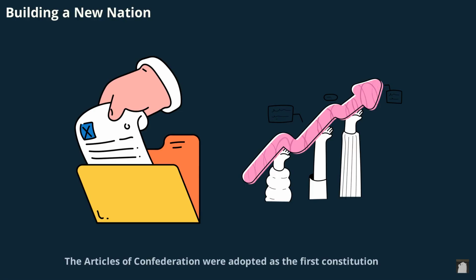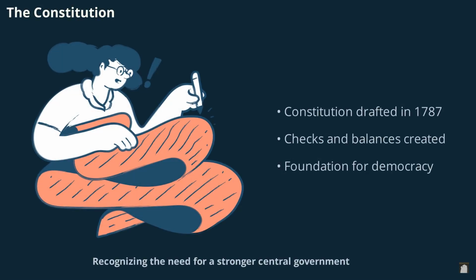The Articles of Confederation were adopted as the first constitution, but they proved too weak to unite the states effectively. This period was marked by experimentation and debate over the best way to govern the new nation. Recognizing the need for a stronger central government, delegates met in 1787 to draft the United States Constitution. This new framework established a system of checks and balances and created the foundation for American democracy. The Constitution remains a living document, guiding the nation to this day.